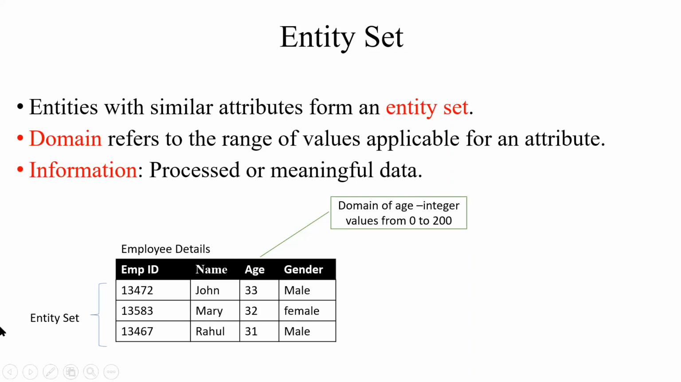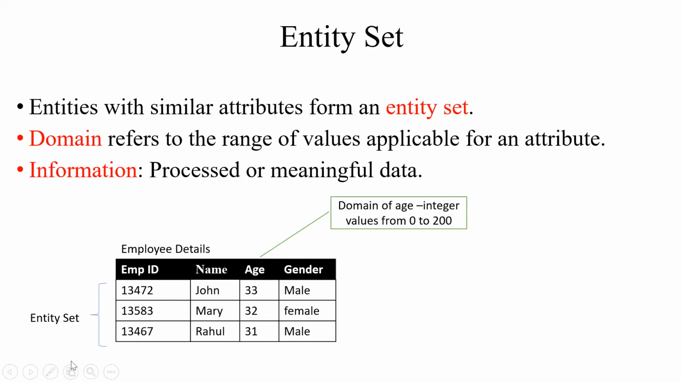Okay, so now we are moving on to the next slide, entity set. What is an entity set? Entities with similar attributes. In the last slide, I was telling about only John with the employee ID 13472. But now I'm having a set of entities. All are entities: John, Mary, and Rahul. These three are the entities.